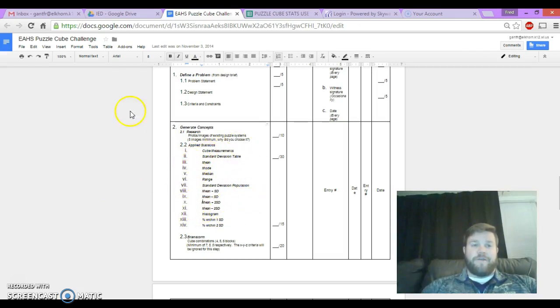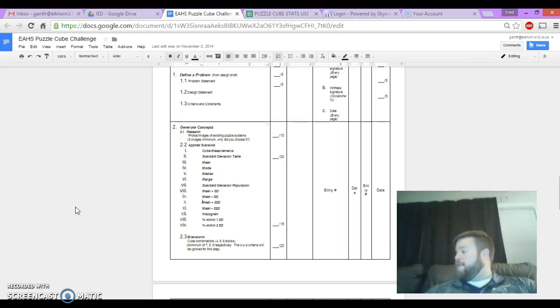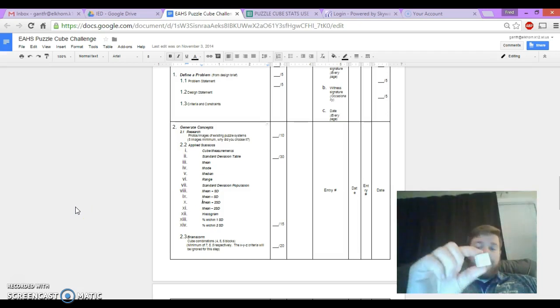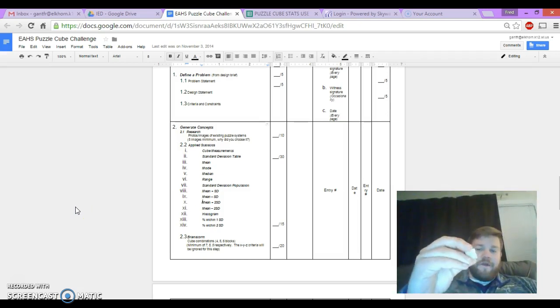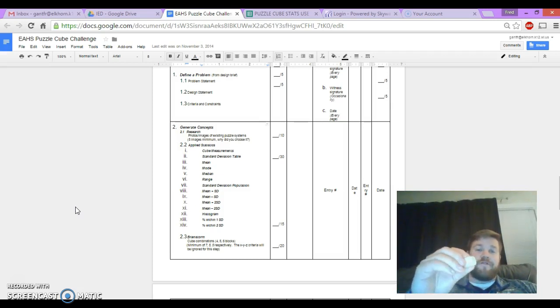So we're going to start off by getting all of these things done in our spreadsheet. What they want us to do is measure a bunch of these puzzle cubes. The wooden pieces that we have here are what you're going to measure. The best way to do that is to measure a lot of them, because we're producing a lot of them in this scenario, so you have to collect a lot of data.